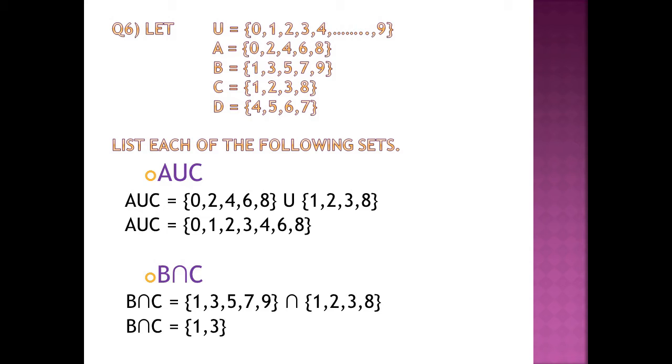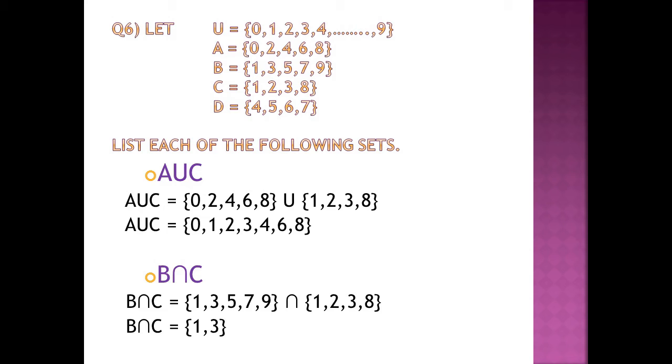I have 0 in the set A. I will write 0 in the union of sets. I have 1 in the second set. I will write 1 in A union C. I have 2 in both of the sets. I will write 2 only one time. I have 3 in the set C. I will write 3 in the union of sets. I have 4 in the first set. I will write 4. I have 6 in the first set. I will write 6. I have 8 in both of the sets. I will write 8 only one time. A union C is equal to {0, 1, 2, 3, 4, 6, 8}.